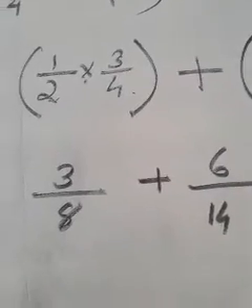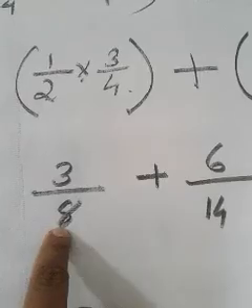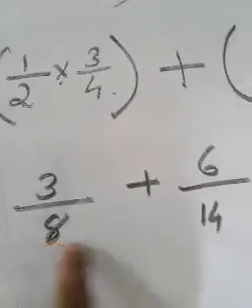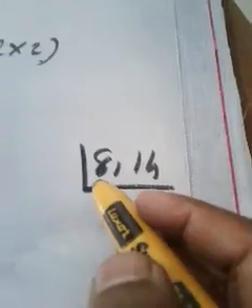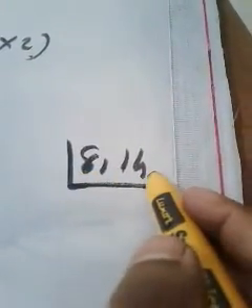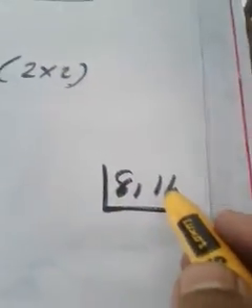In order to use the LCM method, we have to choose the denominators. Here the denominator is 8, here the denominator is 14. So just write 8 comma 14. And by which number can I start? You have to think about the least prime number by which we can divide 8 and 14 together.